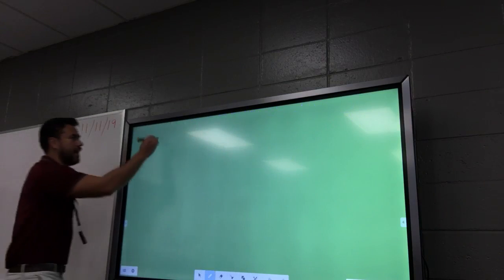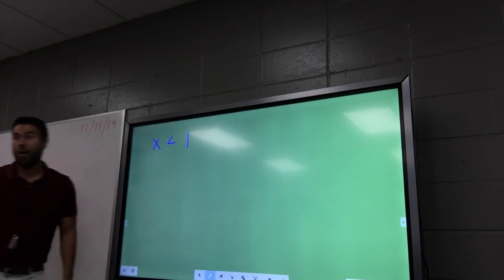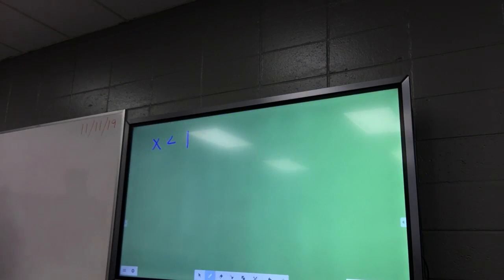All right, let me give you one. Graph this line. X is less than 1. Now, when I say to graph an inequality, you have to have either a solid or dashed line, and a shaded region. So if you don't have that for an inequality graph, it's not right.